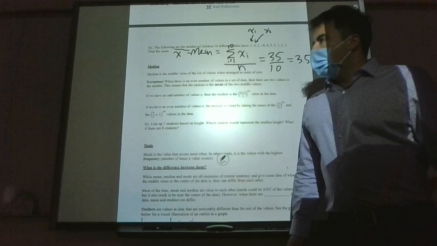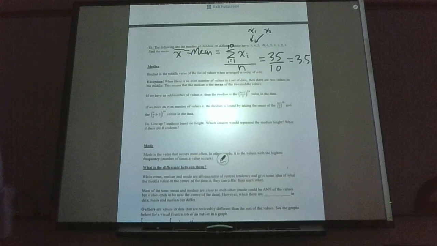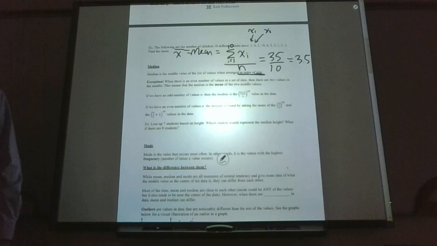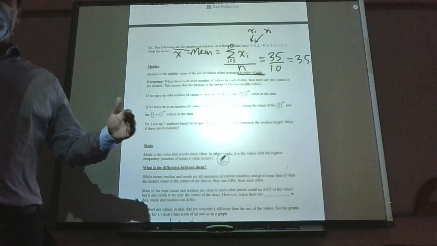Is that good? Okay. So next part, median. I'm sure you guys know this one. Median is basically the middle value of your list of values. The key words here, you might want to underline this, are when you list them in order of size. People always forget this. You can't actually find the middle one until you put them in order. If you don't put them in order, then you may not get the right answer.